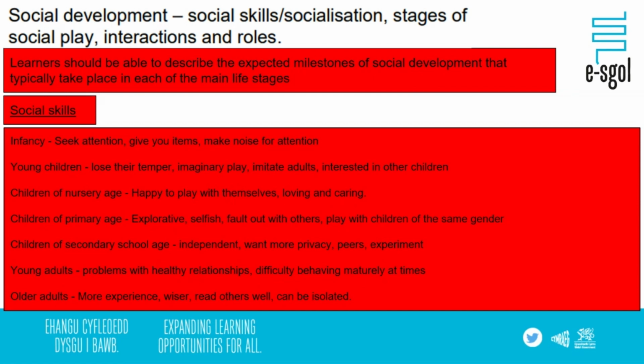While we're looking at a child then of secondary school age, socially they want more independence. They don't want to be with mum and dad anymore. Their peers are far more important, perhaps. They want to experiment with life. They want more privacy. They want to be in their bedroom.